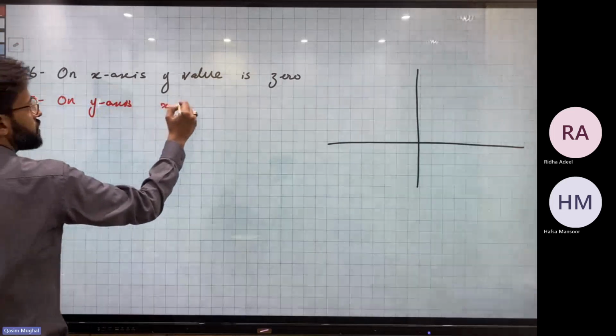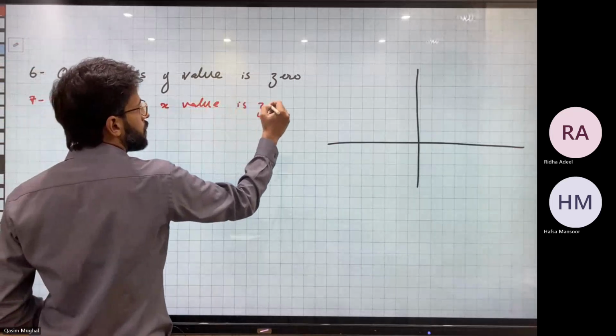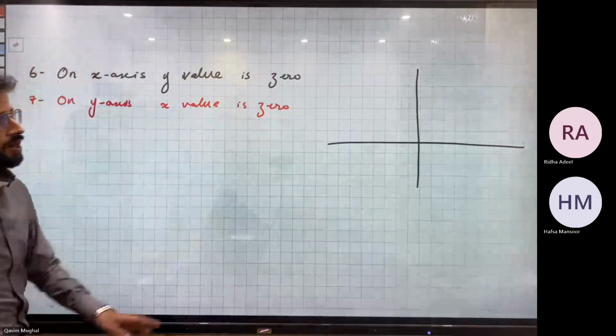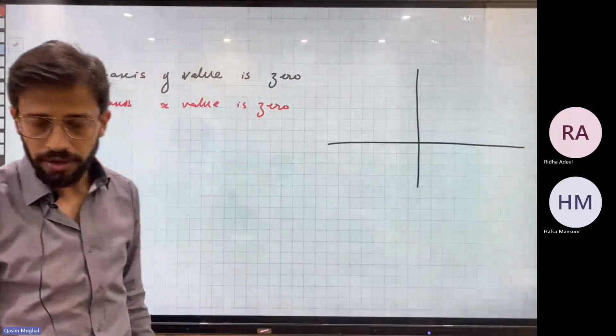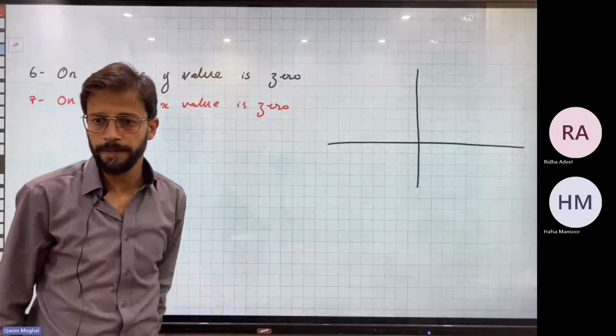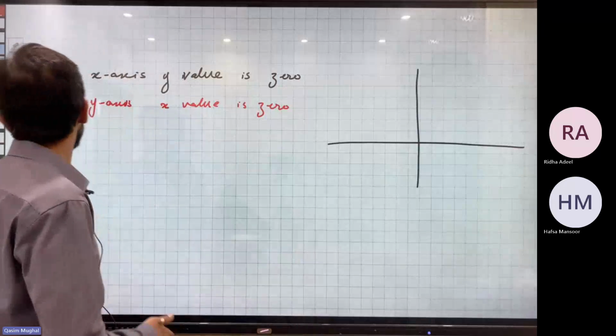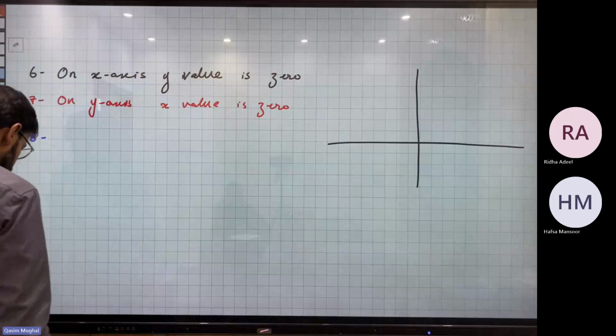Exactly the same way, on y axis, x value is 0. आप y axis पे जिधर मर्जी चले जाइए, so no matter where you are on the y axis, आपकी जो x value है वो 0 होगी. ठीक है? Right. Next important point.